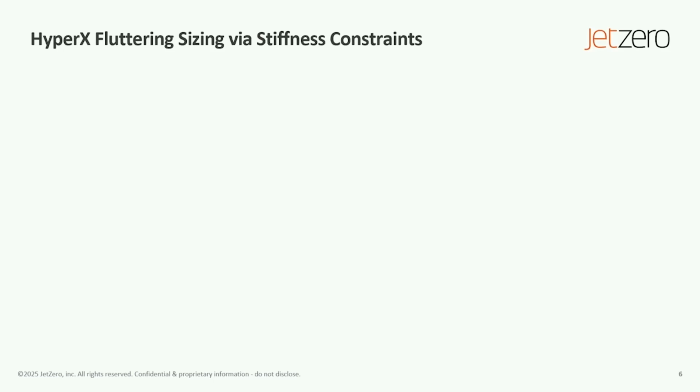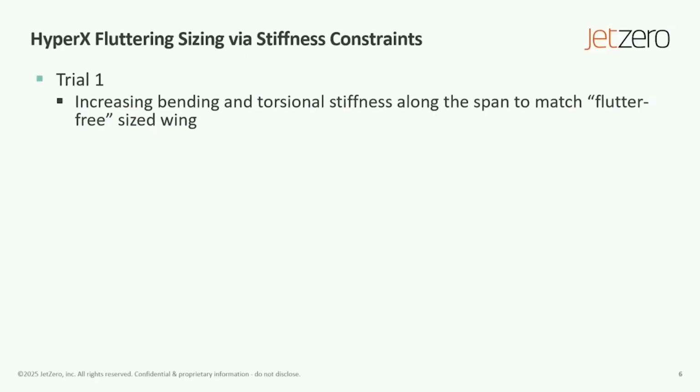So we move on to step 4, trying to optimize wing sizing for flutter. And so we tried 3 different trials in order to size the wing for flutter. So trial 1, we just increased the bending and torsional stiffness along the span to match a flutter-free sized wing that we had access to. We knew that this wing was flutter-free, and we tried to match our baseline wing's bending and torsional stiffness to that wing.